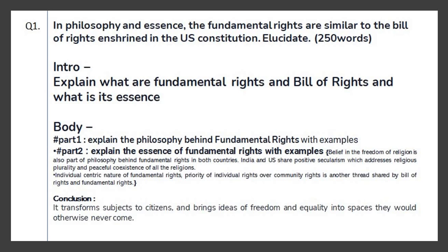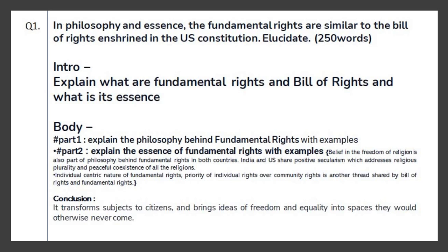Then in the body of the answer, we will explain how fundamental rights and Bill of Rights are same. Now here in the question it says in philosophy and essence. So we will explain how philosophically and essence wise both are same. What is the common ground on which both fundamental rights and Bill of Rights are standing? The question is very simple and direct. In philosophy and essence, fundamental rights are similar to Bill of Rights. Elucidate. The statement has been given. They are saying yes, the two are same. But you have to explain in philosophical sense and essence wise how they are same. What is that common link which is connecting both Bill of Rights and fundamental rights?